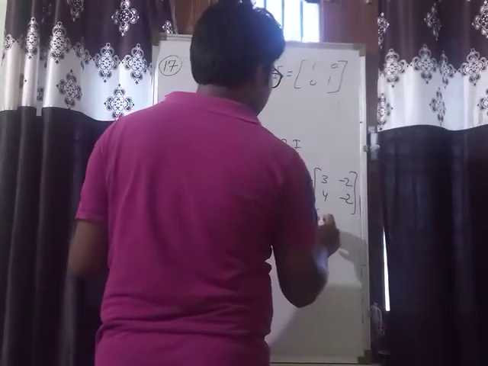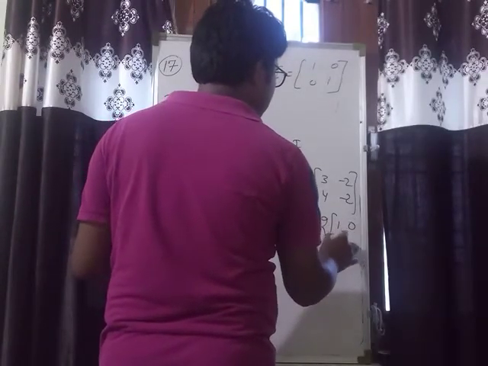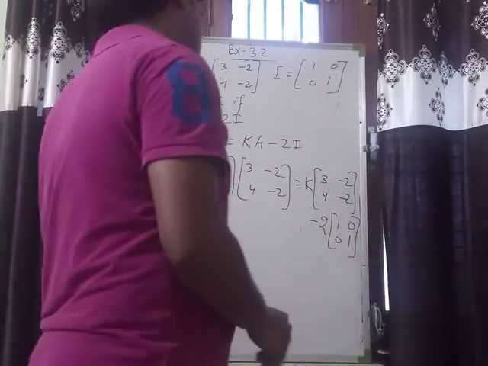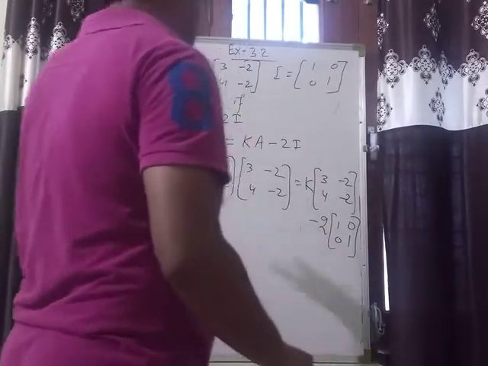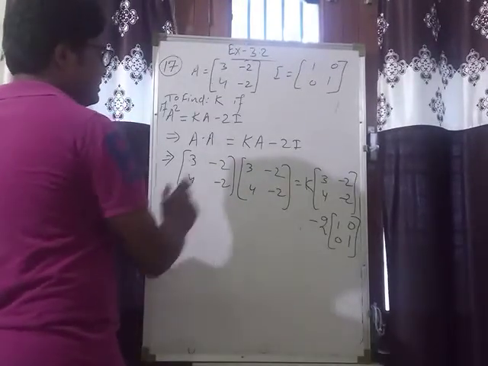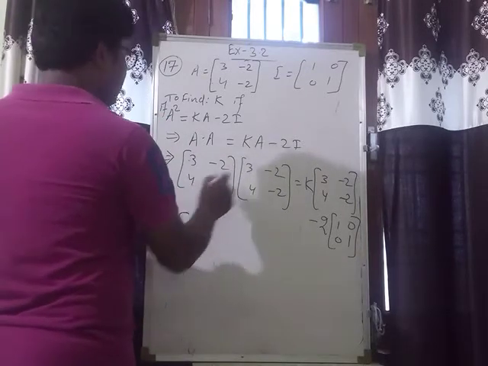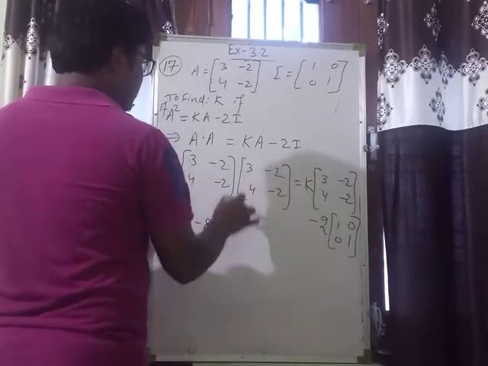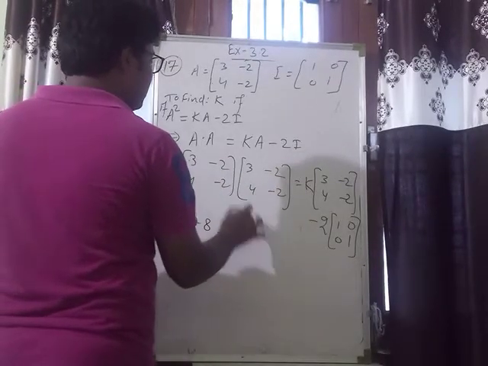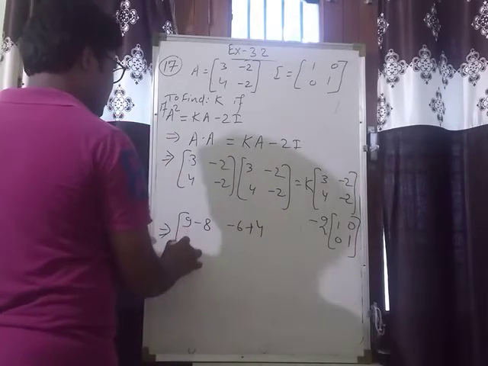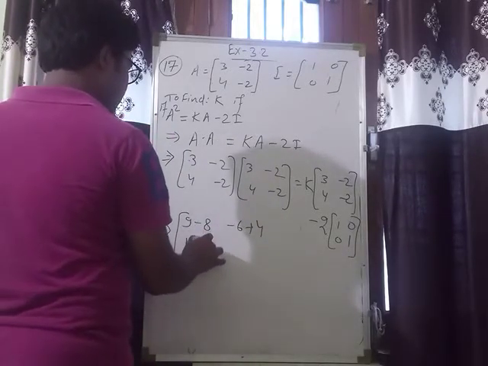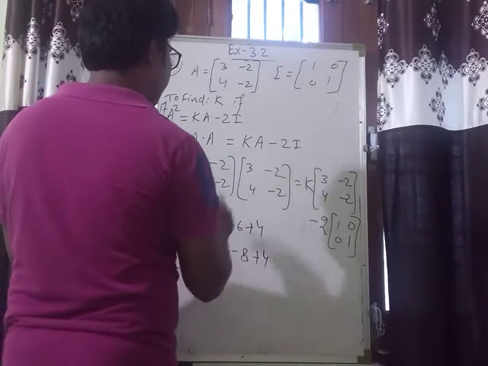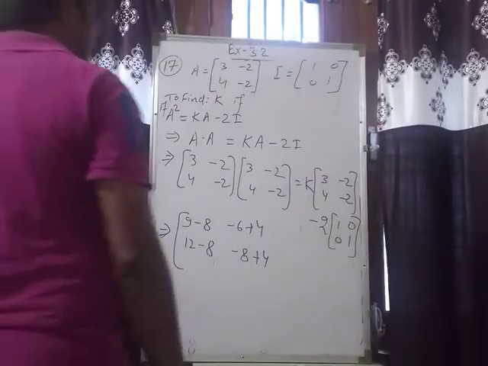And minus 2I, minus 2I is [1 0; 0 1]. So this can be transferred to this side. First you multiply these two matrices. What we have, that will be 3 into 3, 9, minus 2 into 4, 8. First row, second column, 3 into 2, 6, minus 6, plus 4. This is 4 into 3, 12, minus 8. 4 into 2, 8, plus 4. Minus 8 and minus 1 is plus 4.